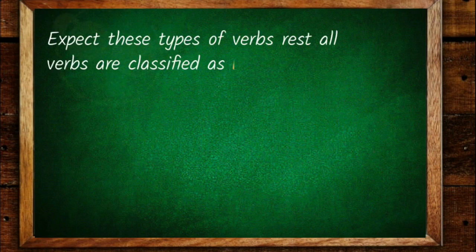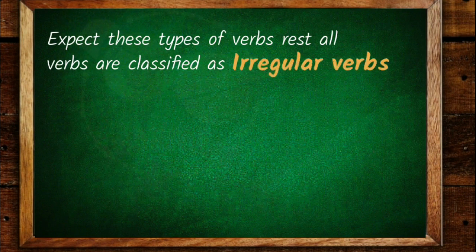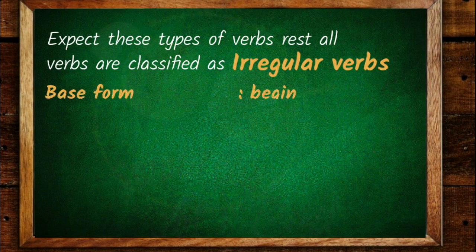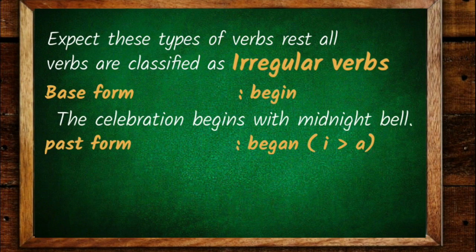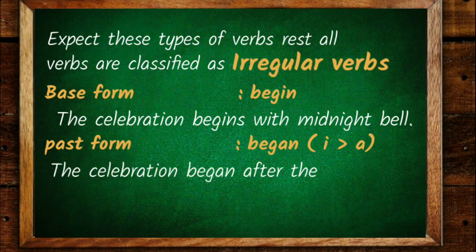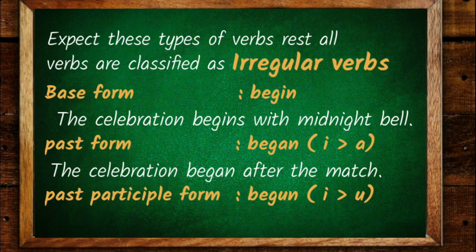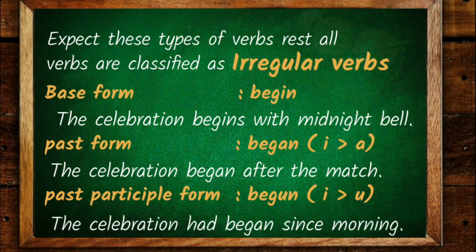Except these types of verbs, all the rest are classified as irregular verbs. Let's see some examples. Let's take begin. Begin, began, and begun. The celebration begins with the midnight bell. The celebration began after the match. And the celebration had begun since morning. Here, three forms you can see: begin, began, and begun.